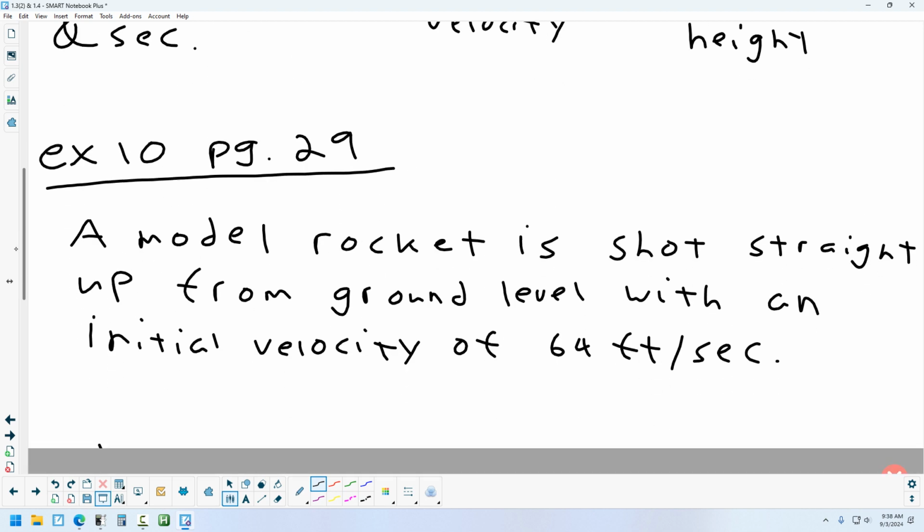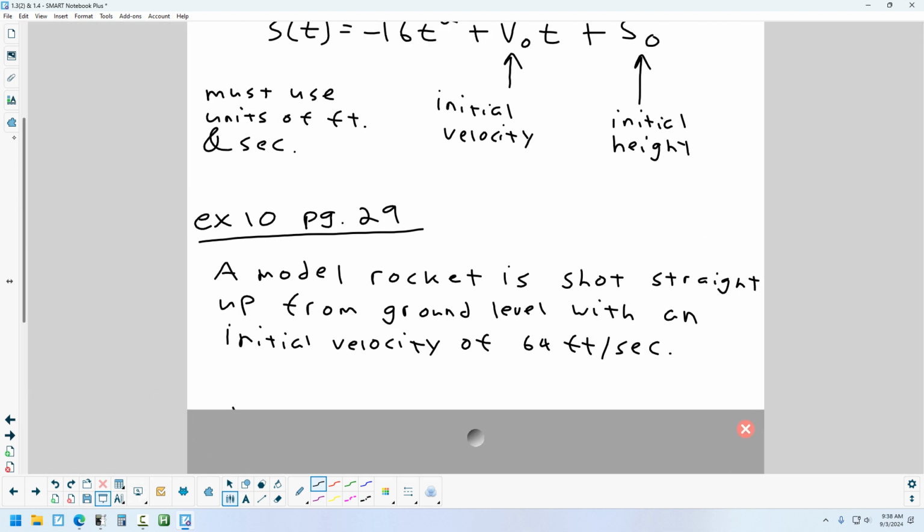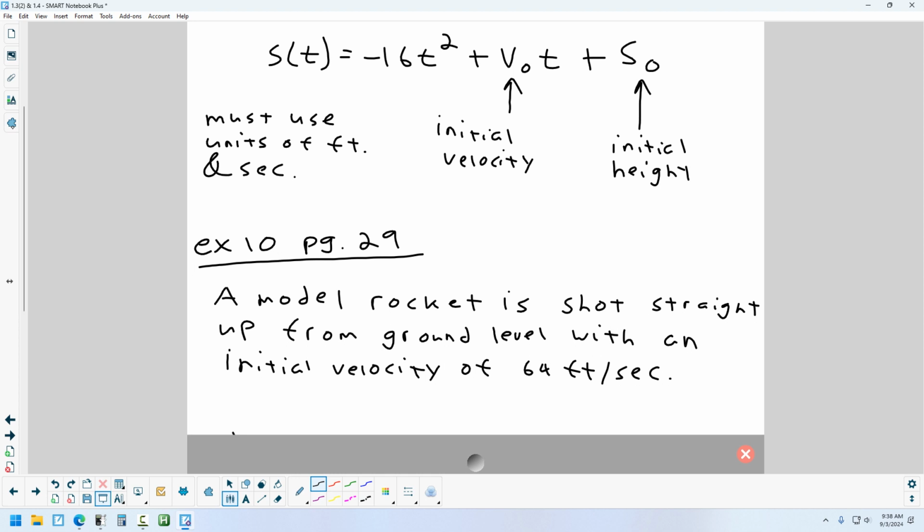Let's see if we can figure out the formula first. The negative 16, that's a constant. That has to do with gravity. So negative 16 never changes.